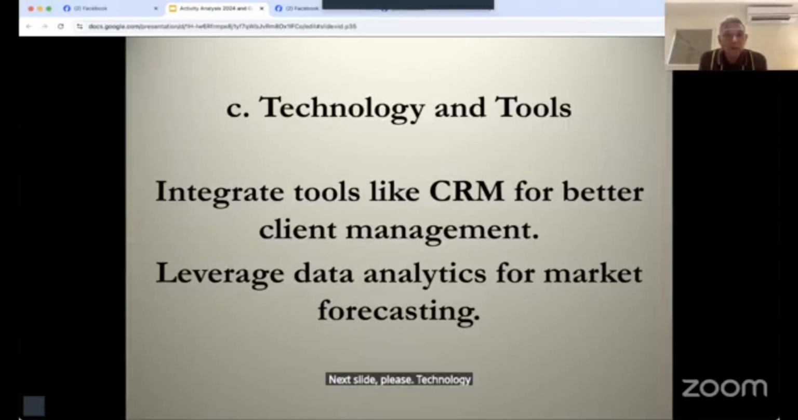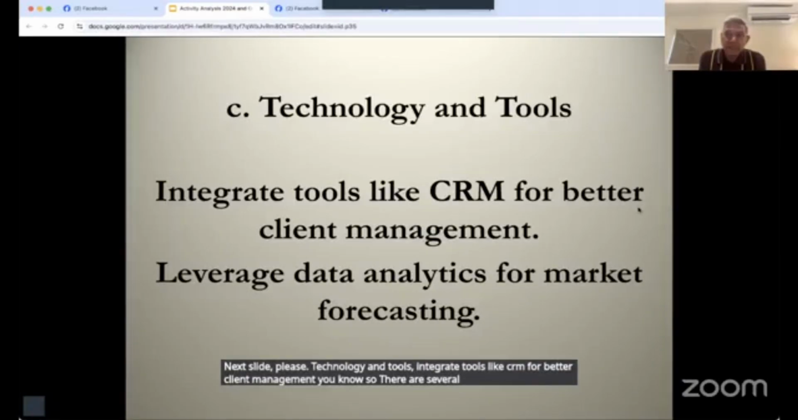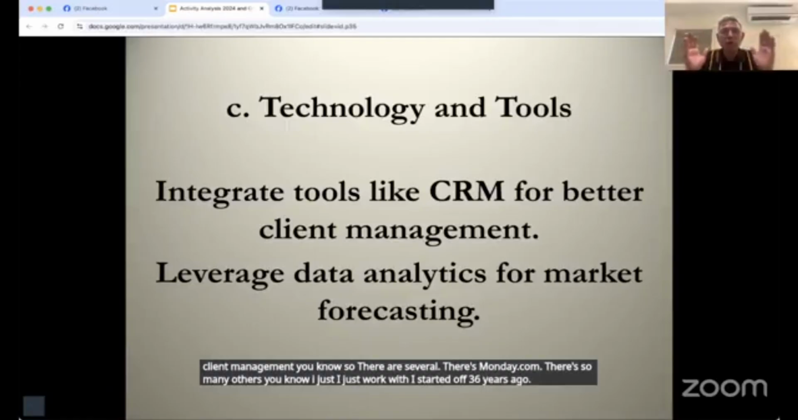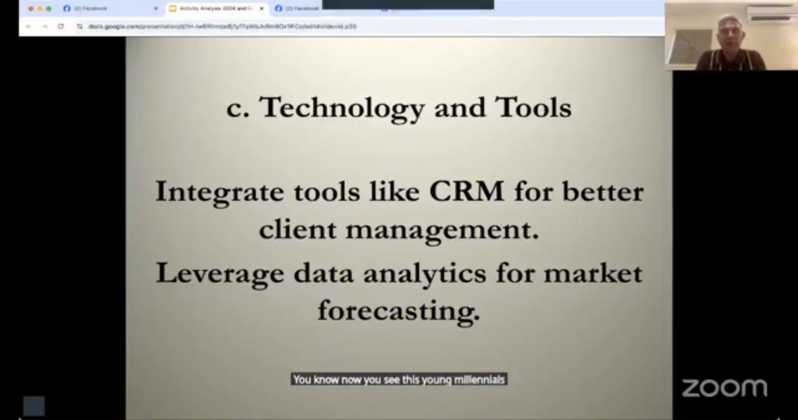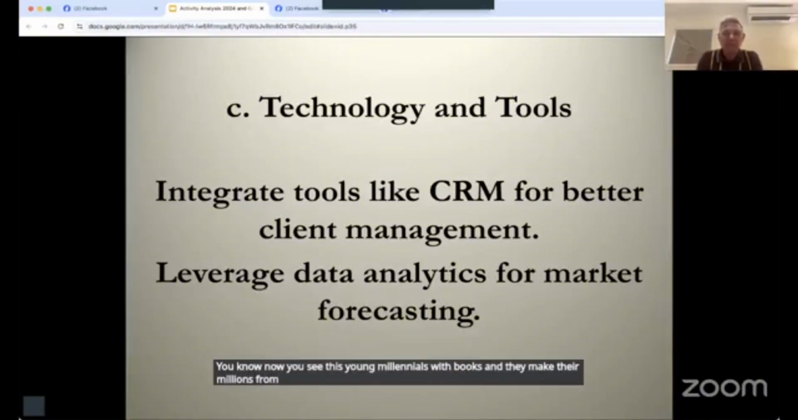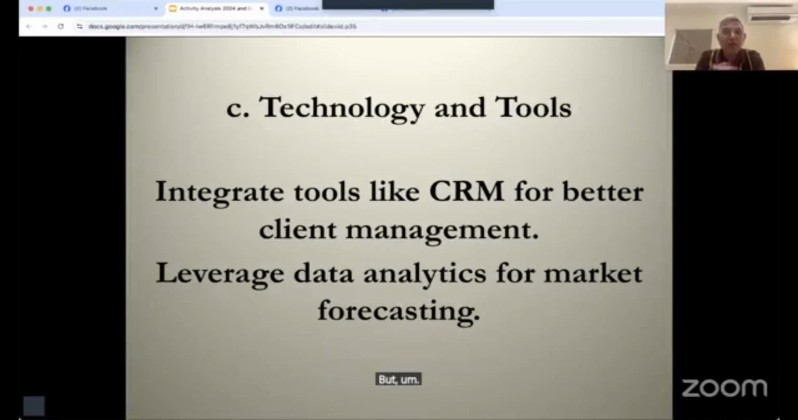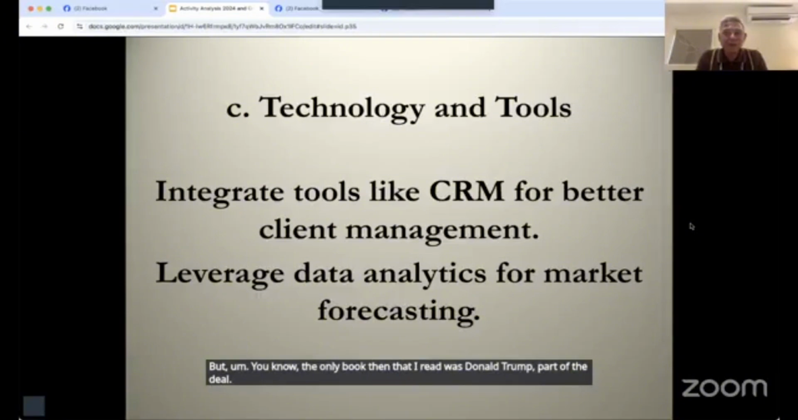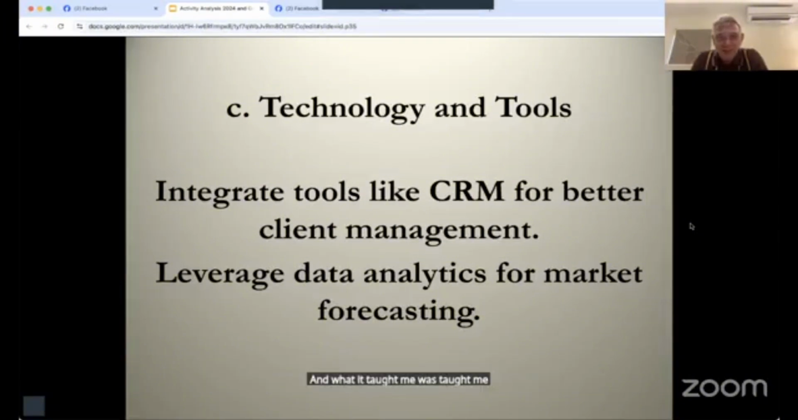Technology and tools. Integrate tools like CRM for better client management. There are several, like Monday.com, and so many others. I started off 36 years ago. There were no books on real estate. Now you see these young millennials with books, and they make their millions from these books, which I still haven't done. The only book then that I read was Donald Trump's Art of the Deal.